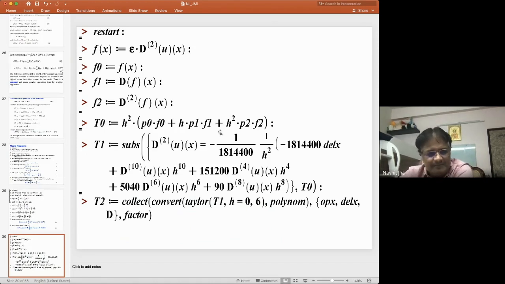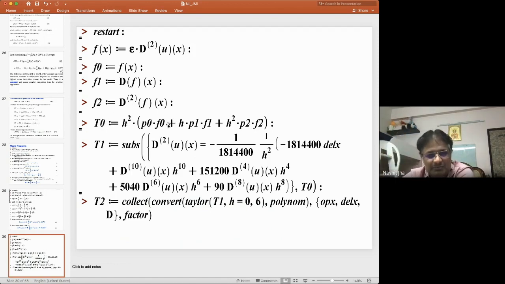Now consider g in the text, which is f here for Maple. So here f x is taken as epsilon into the second derivative. I will write f0 as f x, f1 as the first derivative, f2 as the second derivative of f. The second derivative of f means epsilon into the fourth derivative of u. So everything is actually coming in terms of u.